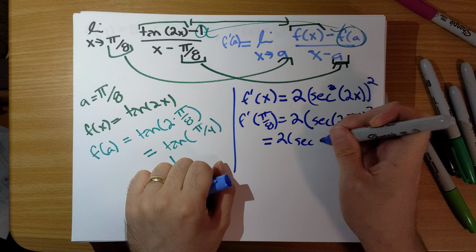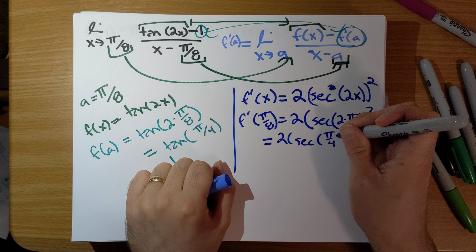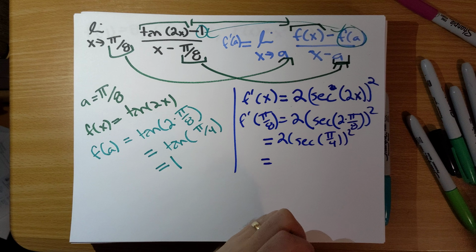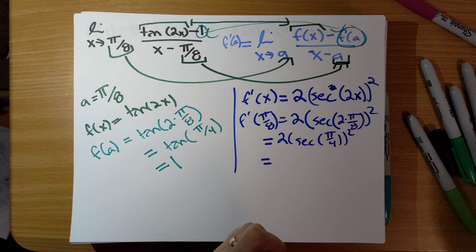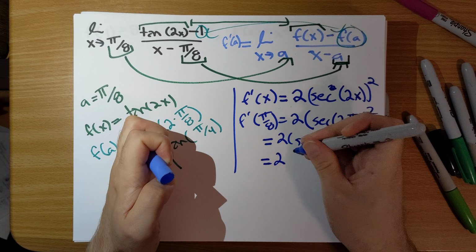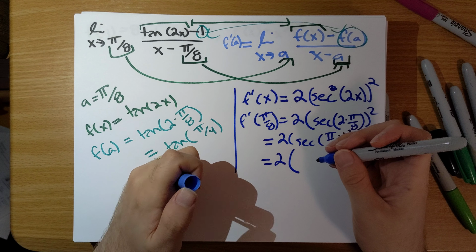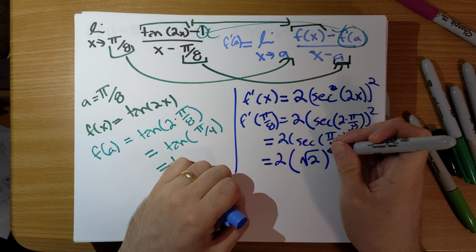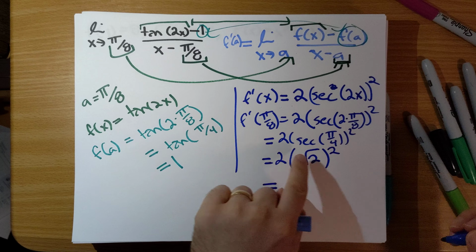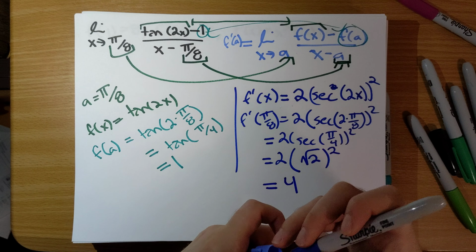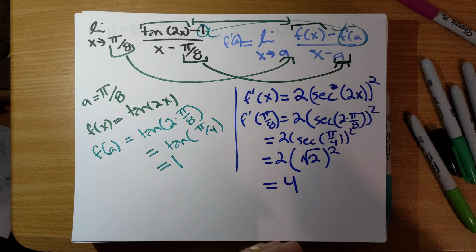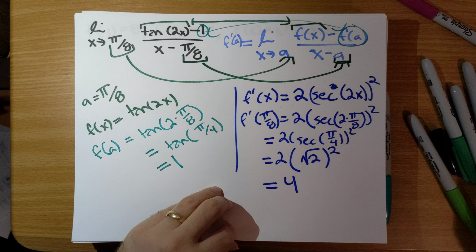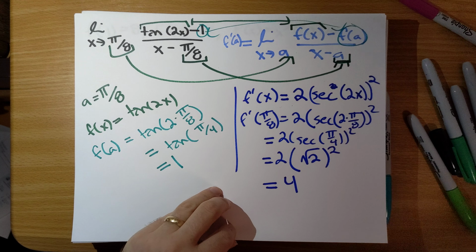And now we just have to evaluate this: 2 times secant of pi over 4 squared. Secant of pi over 4 is 1 over cosine of pi over 4, and cosine of pi over 4 is 1 over root 2. So secant of pi over 4 is root 2. 2 times root 2 squared is 4. Okay, that's problem number 12. Yeah, I think it's a good place to wrap this video.